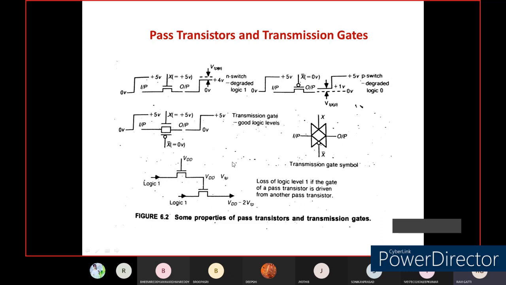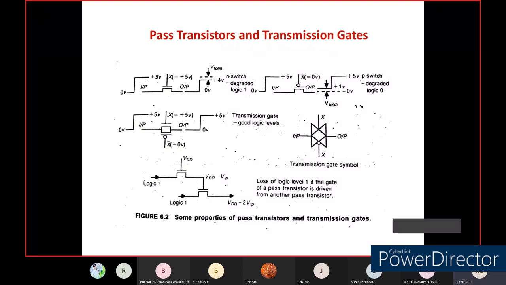And we can create one more type, which we call a transmission gate. You can see here in the transmission gate, I am talking about the middle diagram here. When the input to the gate terminal of this NMOS transistor is 1, its complement will be applied to the PMOS transistor.